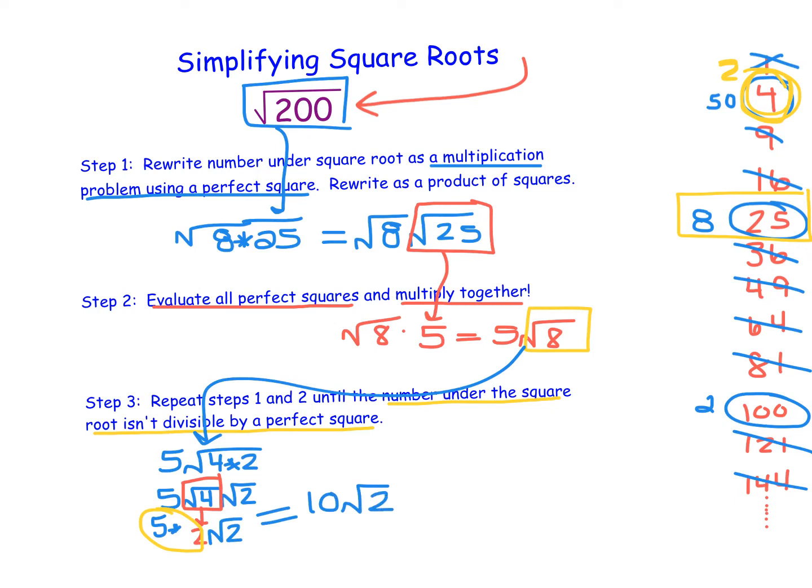And then I repeat step 3 here, and I look at 2 and I say, is 2 divisible by any perfect squares other than 1? And I notice that the only perfect square less than 2 is 1.